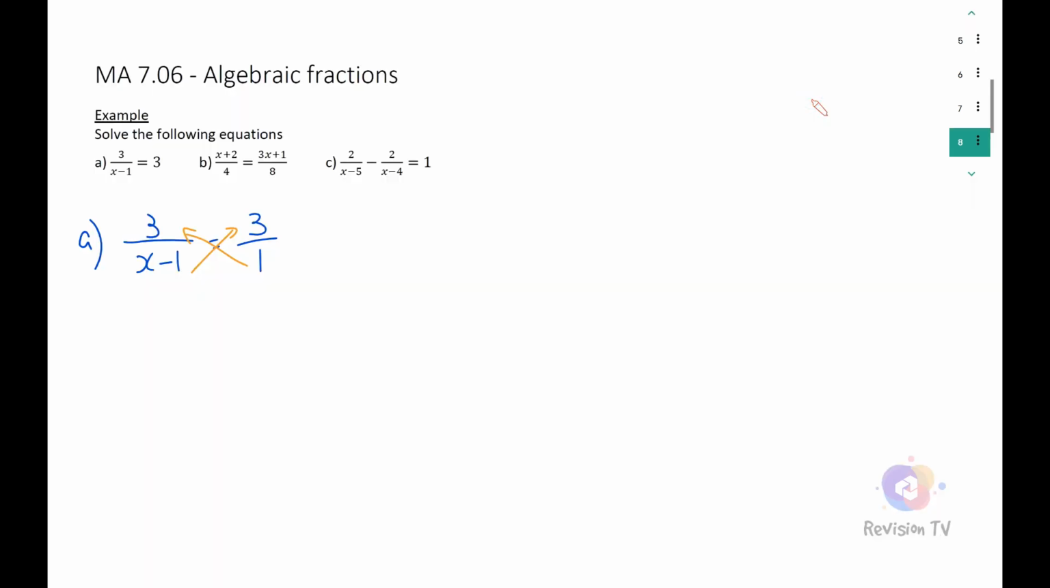So what it becomes is, left hand side, 1 times 3 is 3. I'll just put a times 1 here, just to make sure you understand where this 1 goes. And 3 on the right hand side, times x minus 1.